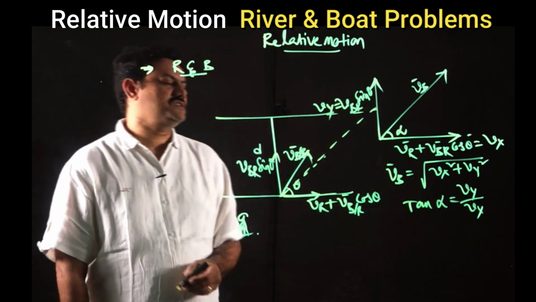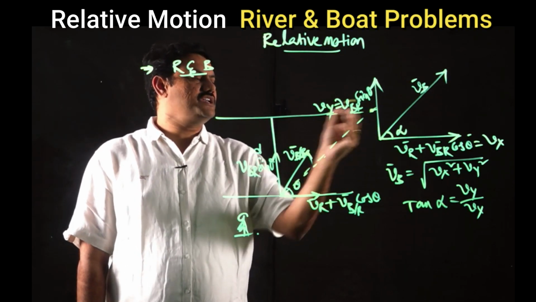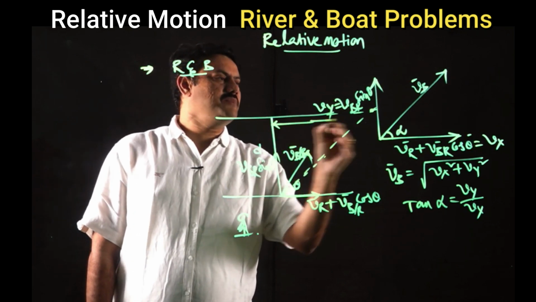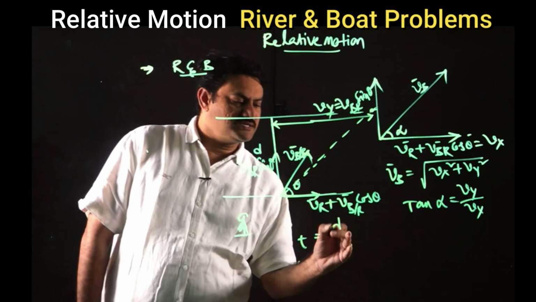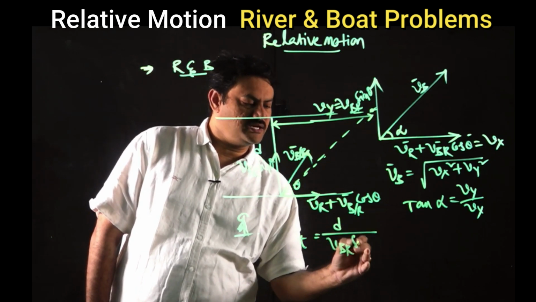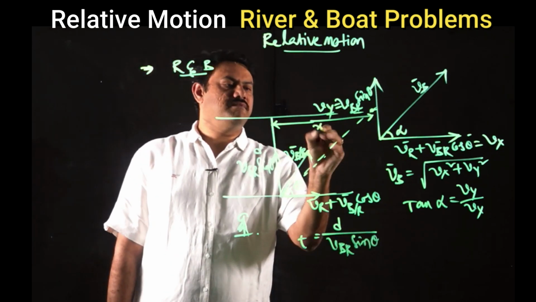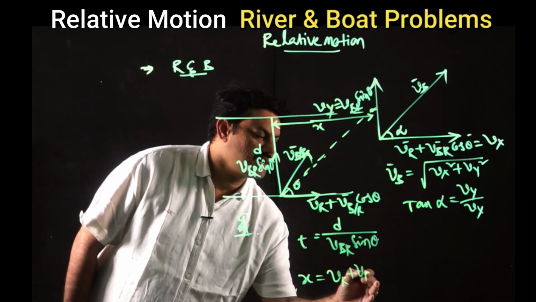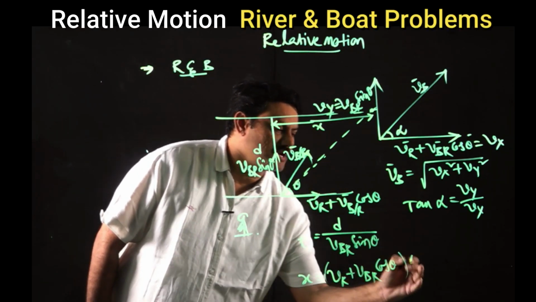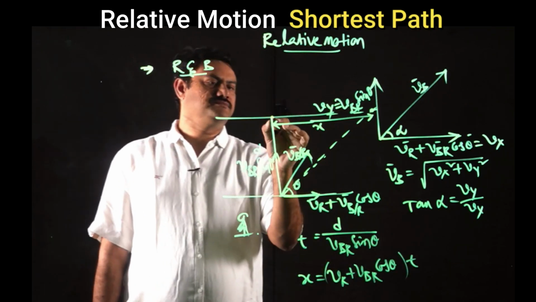Now along this direction, you want to calculate the position where it reaches. So here, the time taken to go to this position is t equal to distance by velocity, d by Vbr sin theta. Next, the horizontal distance it travels, x, is equal to horizontal velocity into time, so (Vr plus Vbr cos theta) into the time taken to cross the river. This gives the drift in the direction.